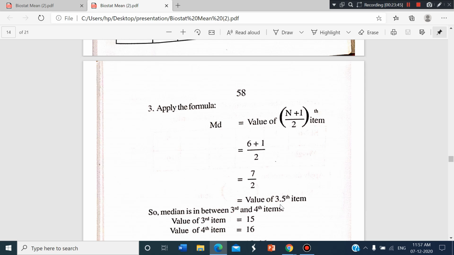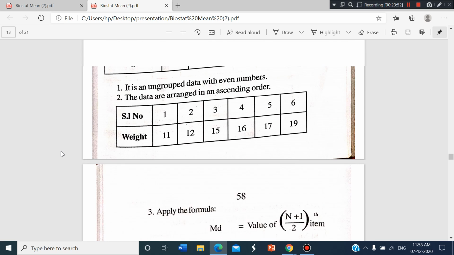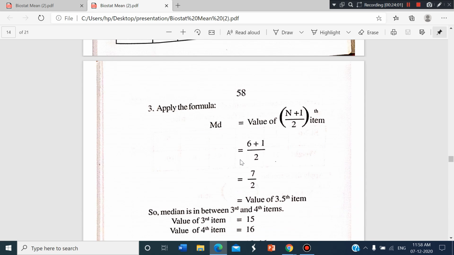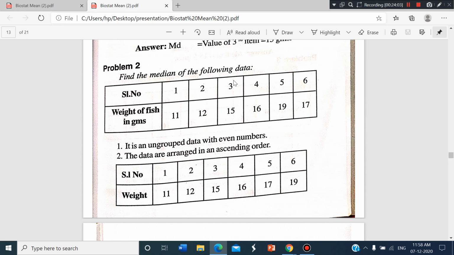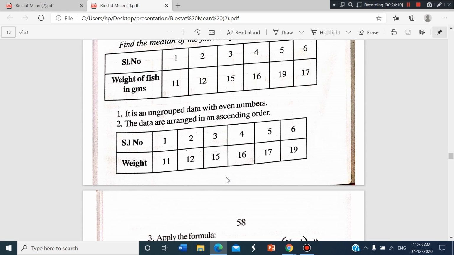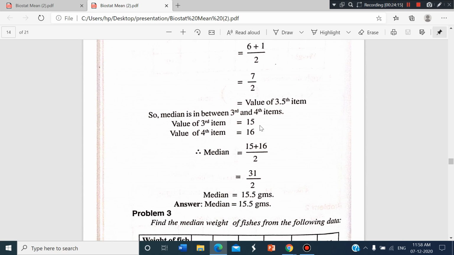The value of the 3.5th item. How to find it? The value is falling between these two. It is falling between 3 and 4. So for that, what will you do? What is the value of the third item? 15. What is the value of the fourth item? It is 16. The value of the third item is 15 and the value of the fourth item is 16.